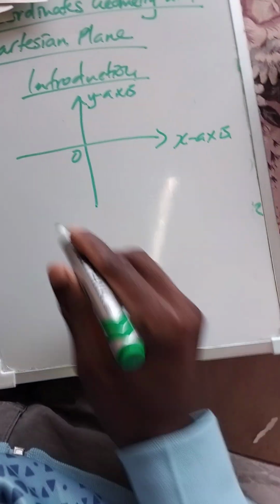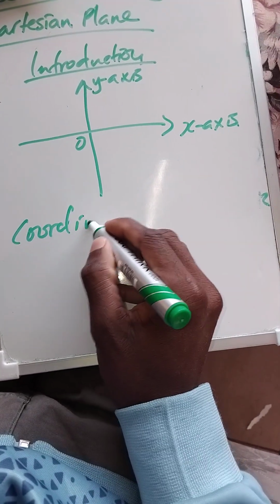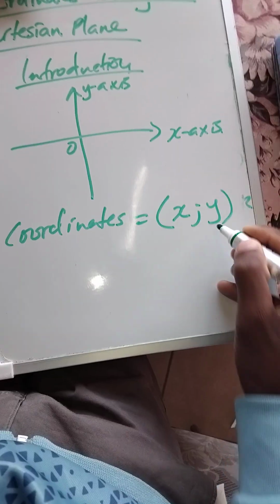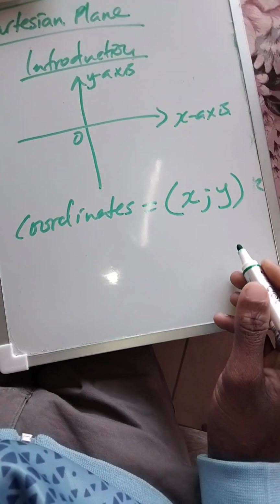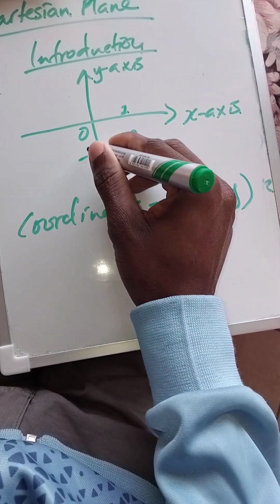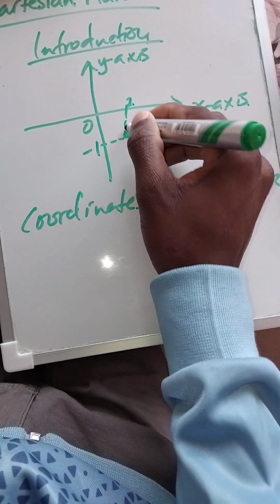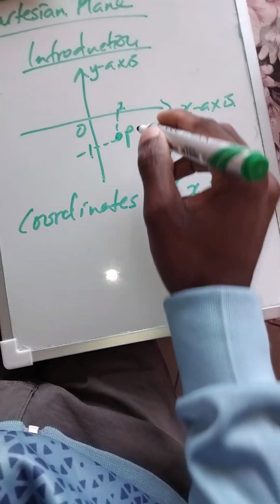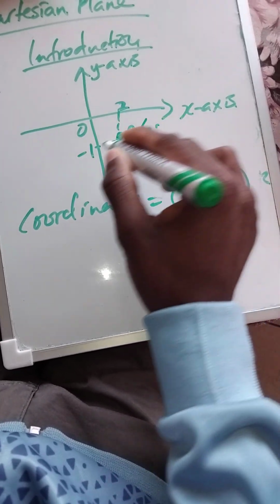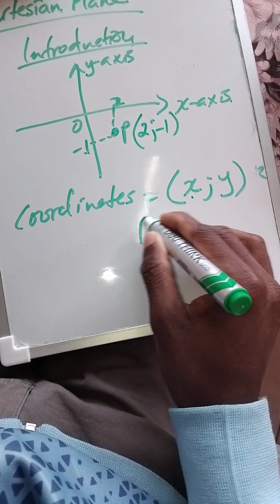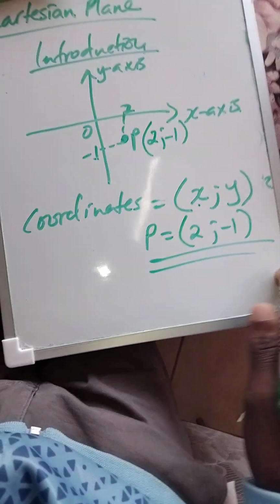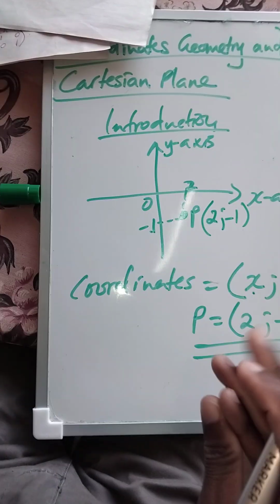And so we have coordinates, written as x and y. For example, this is point P, at 2 and -1. So what are the coordinates of P? We start by taking the x coordinate 2 and the y coordinate -1. So the coordinates of P are 2 and -1.